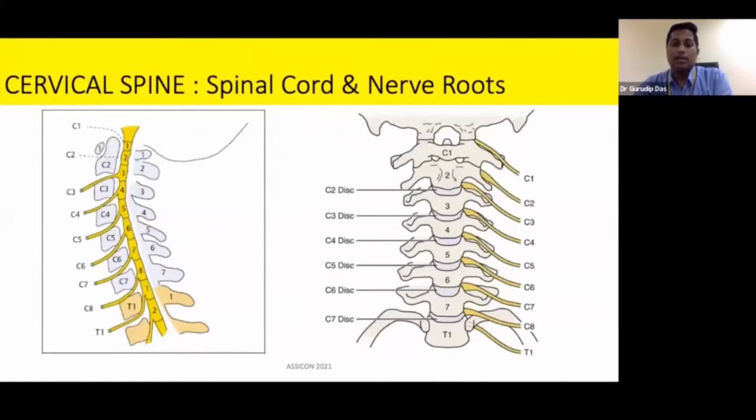For example, there are 8 cervical nerve roots but 7 cervical vertebrae, and each named nerve root passes above the level of the corresponding vertebra. To just make it simpler, the 5th cervical nerve root passes above the level of the 5th cervical vertebra, and the 7th cervical nerve root passes above the 7th cervical vertebra.